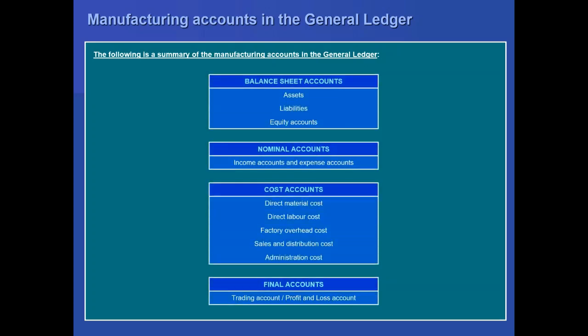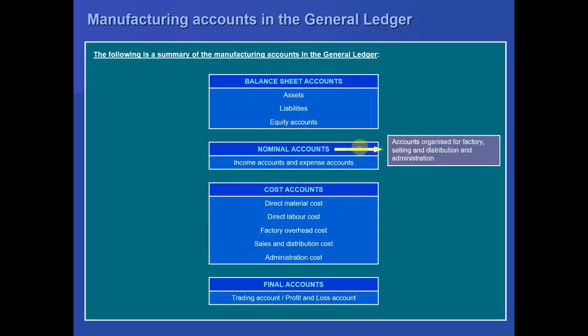So we have our balance sheet accounts, which we know consist of our assets, our liabilities, and our equity accounts. Then we have our nominal accounts, which consist of our income accounts and our expense accounts. And then we have our cost accounts, which consist of our direct material costs, direct labor costs, factory overhead costs, sales and distribution costs, and administration costs. And then we have our final accounts, the trading account and the profit and loss account.